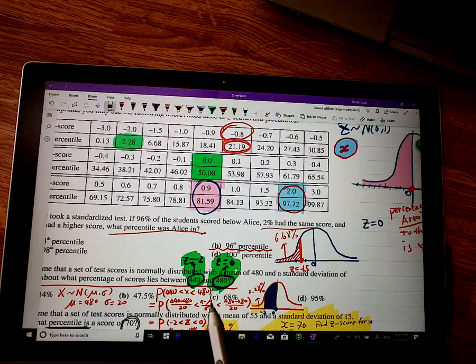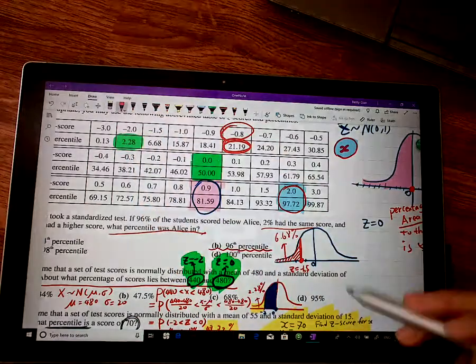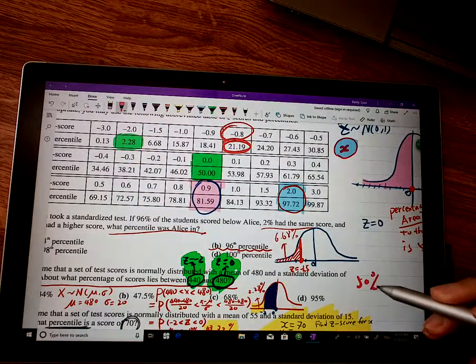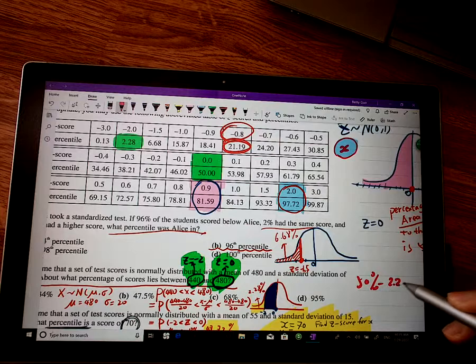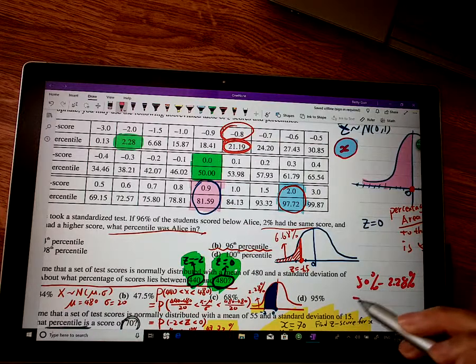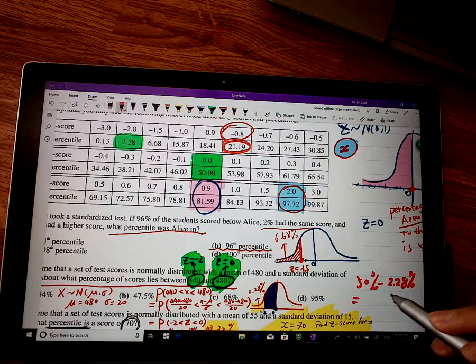Let me say it again. I believe you can figure it out. There is 2.28% below 440. There is 50% below 480. Then how many percent between 440 and 480? You use 50% minus 2.28%. You have, what is this?